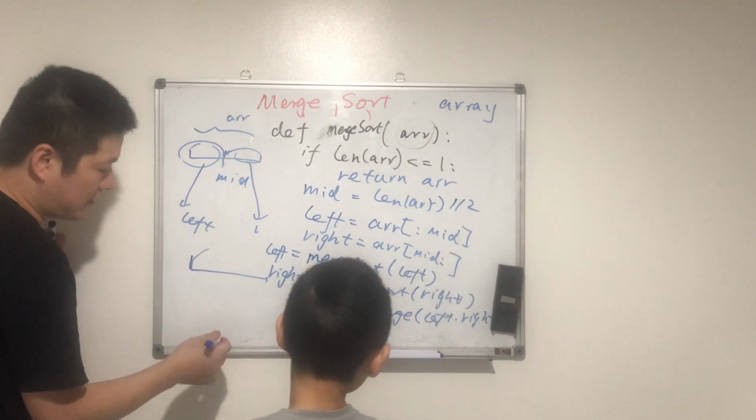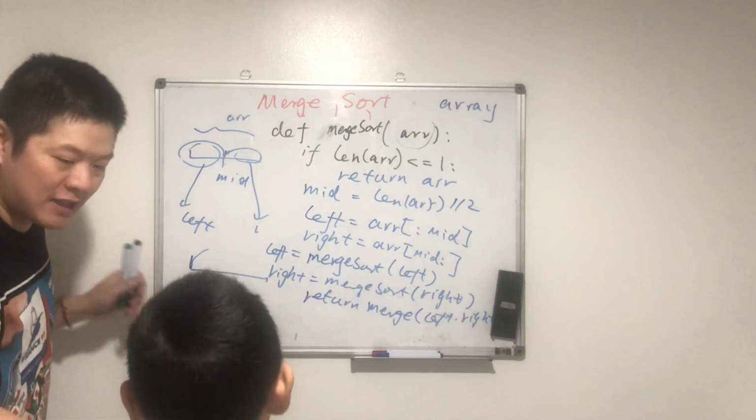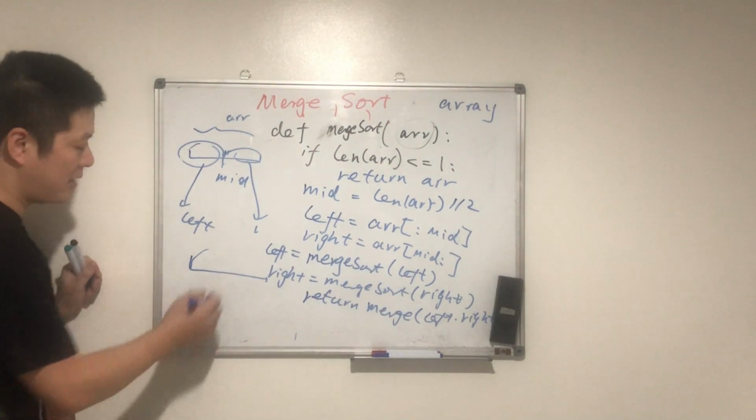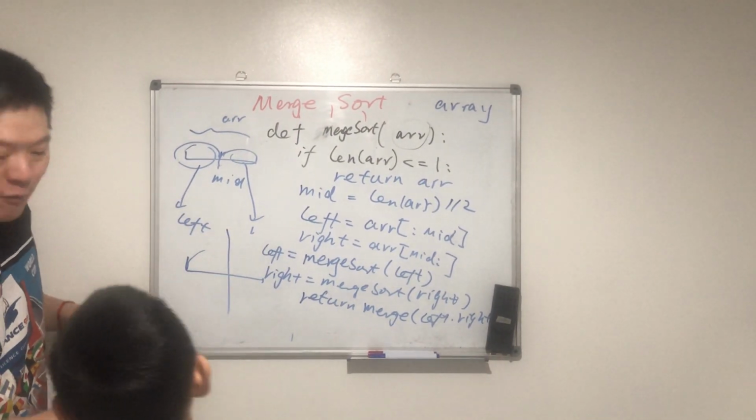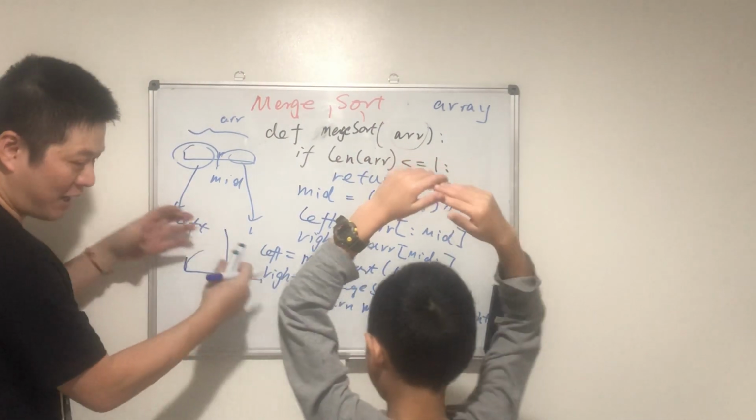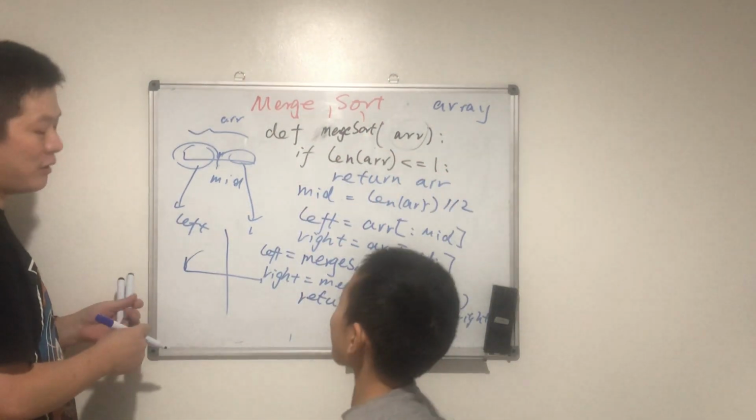a list. So I want to sort a list, a few numbers. So first step, divide it into half. And then I sort these two bits. Once these are sorted, I merge it.